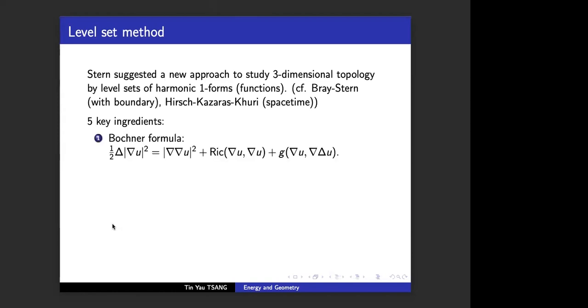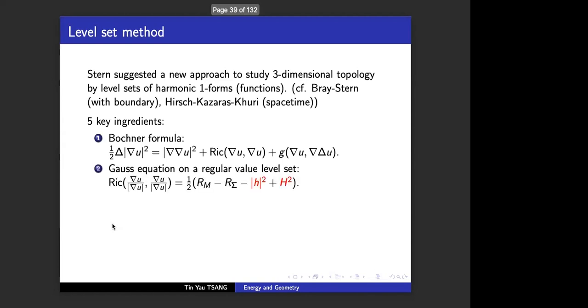First of all, the Bochner formula. Secondly, the Schoen-Yau rearrangement of the Gauss equation on a regular level set. Because it's a regular level set, the gradient is not vanishing, so that term makes sense. What I highlight here is the mean curvature squared and the norm of the second fundamental form squared. Why do I highlight them? Just for recognition, we have to remember this one. Maybe it will be useful. Let me write it down here actually.